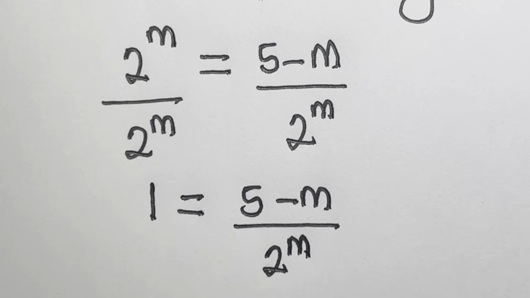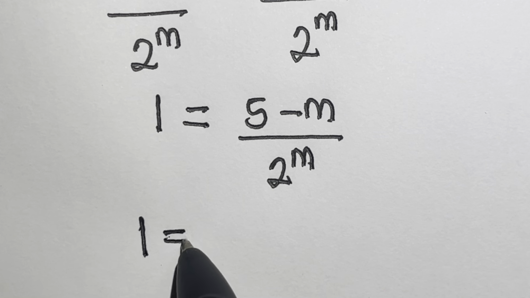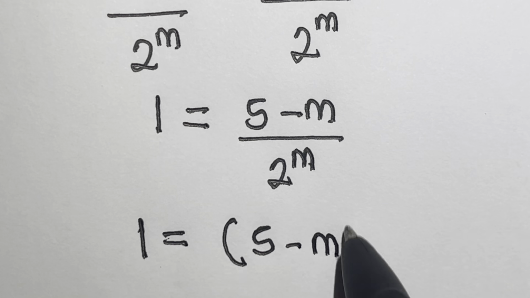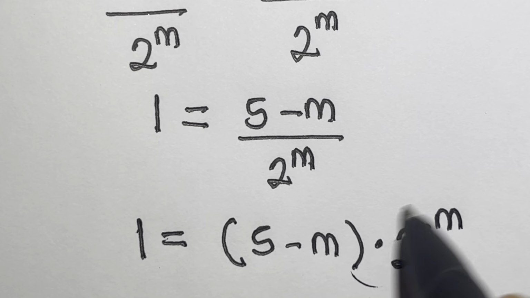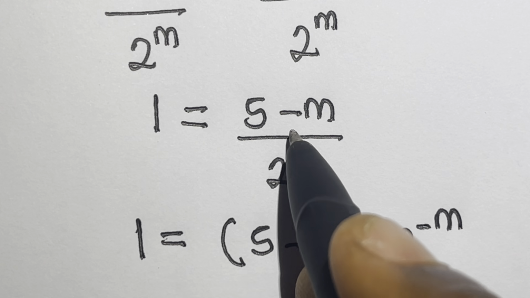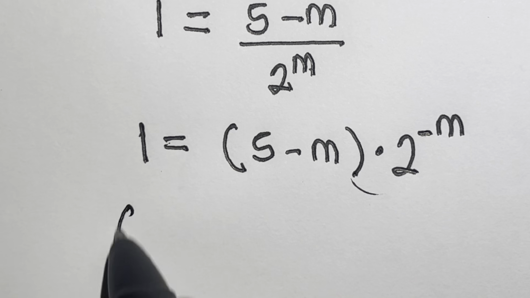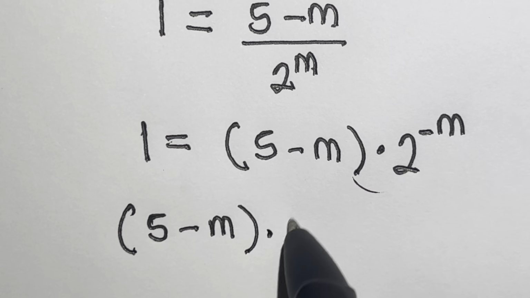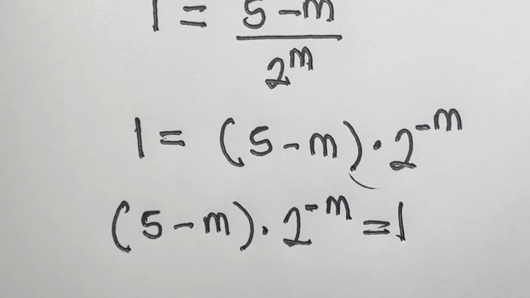So we have 5 minus m multiplied by 2 raised to power minus m. This is a negative index, and if you simplify it, you are going to get this back. Therefore, we have 5 minus m times 2 raised to power minus m equals 1.